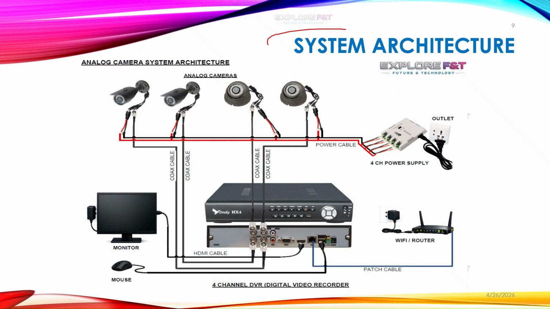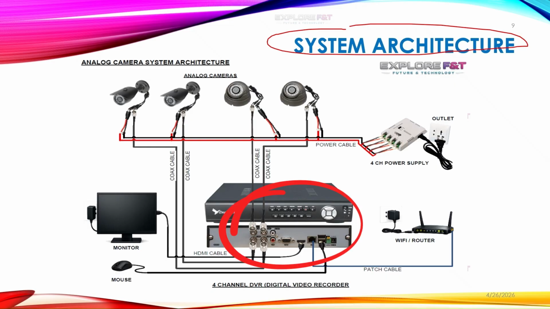Here you can see the system architecture. This is just the system architecture of the complete analog system. So this is the DVR, this is the back of the DVR, and this is the coaxial cable input. Here you have to connect. All cameras will have two outputs, one for power and one for coaxial cable. So one cable will go and connect with all the cameras. This is the coaxial cable, it will go and connect with all cameras, same like this.